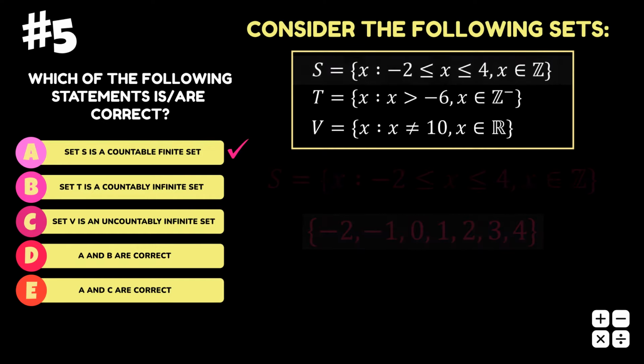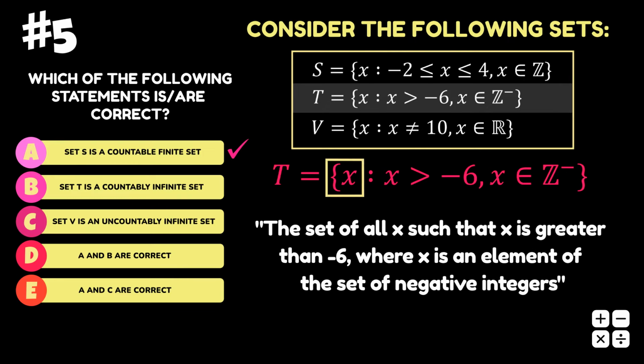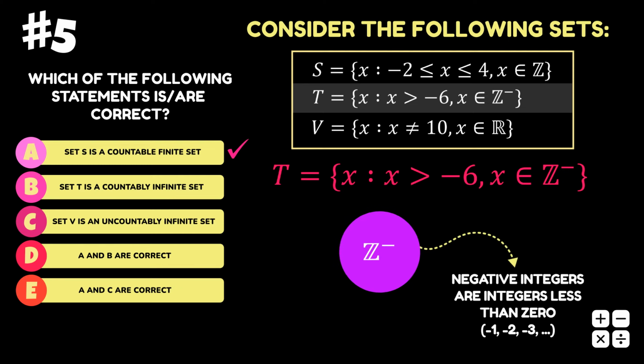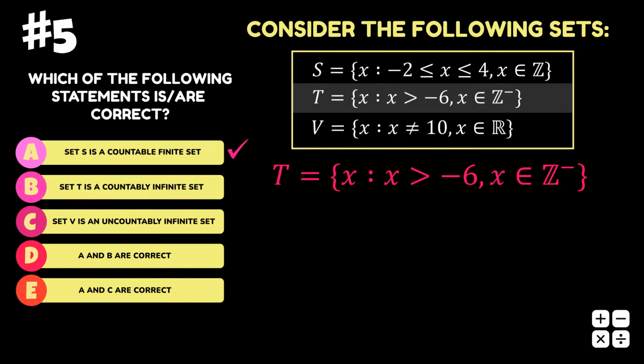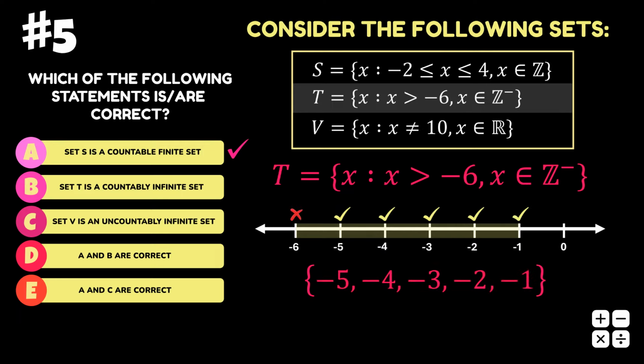Turning to set T, we can describe this set as the set of all x such that x is greater than -6, where x is an element of the set of negative integers. Negative integers are integers that are less than 0, that is, -1, -2, -3, and so on. Hence, set T contains all of the negative integers between -6 and -1, with -6 excluded but -1 included.